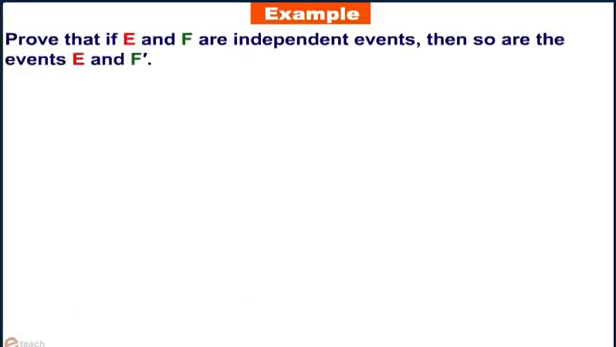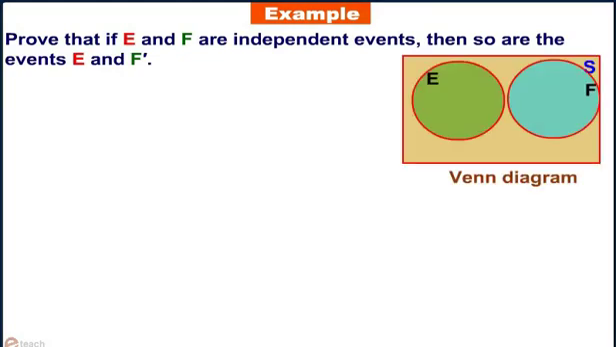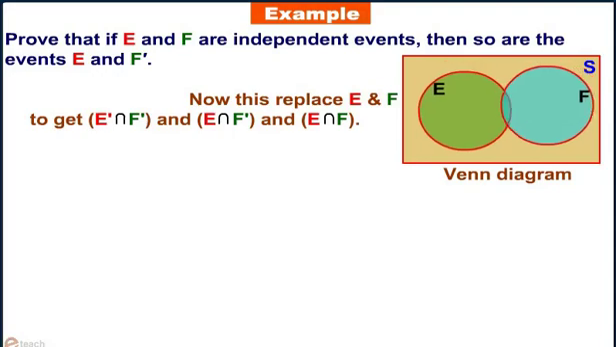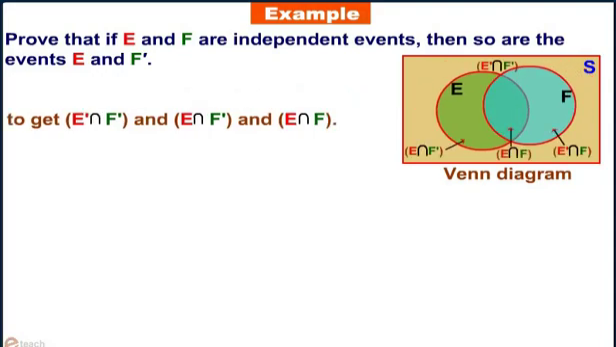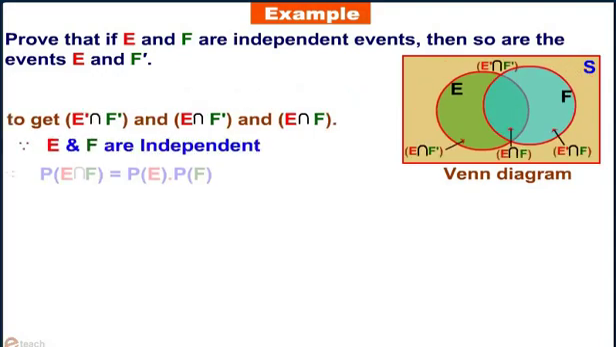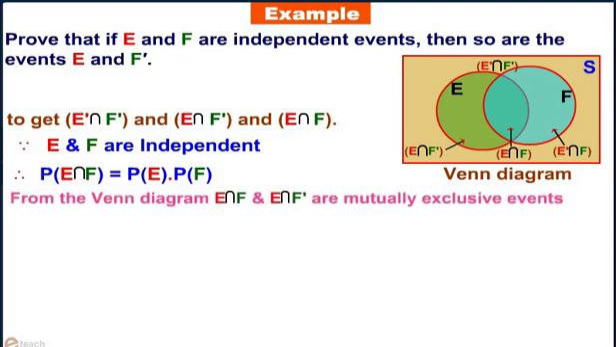Prove that if E and F are independent events, then so are the events E and F dash. Solution: E and F are independent events since P of E intersection F equals P of E into P of F. Now from the Venn diagram, E intersection F and E intersection F dash are mutually exclusive events.